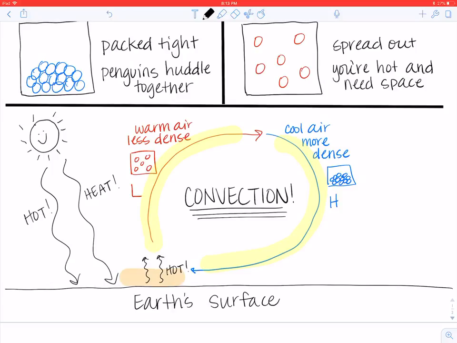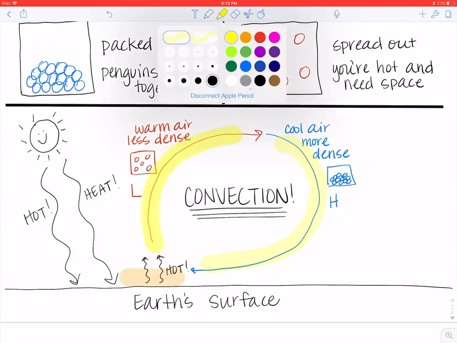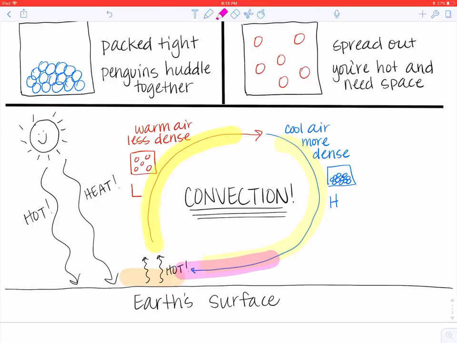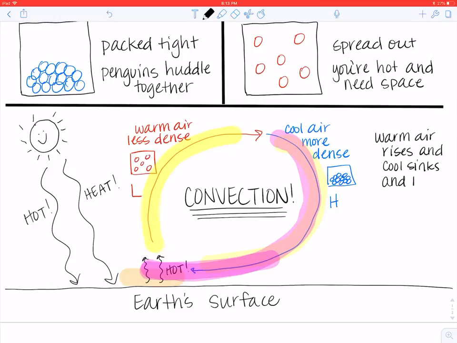This is an important concept for us to realize. As the warm air starts to rise, the cool air comes in and it takes the place of the warm air. So the cool air starts to sink, it comes in and it takes the place of the warm air. This is where we see wind. So warm air rises and cool air sinks and takes its place. This is wind.